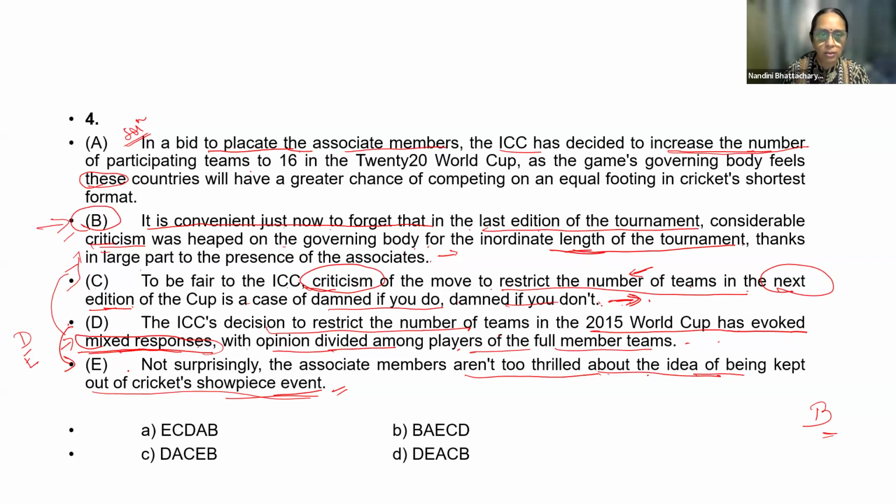So we are talking about the ICC's decision. Then we are talking about the members not being too pleased about it. Then in the next edition, you will still be criticized. So maybe C can follow E, right? So now what are we left with? We are left with A.